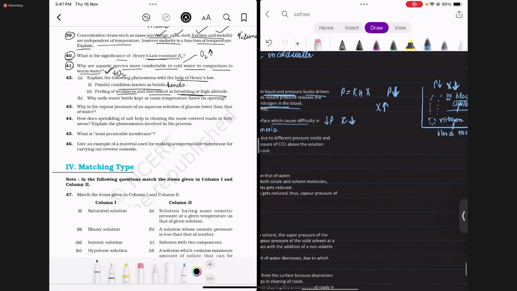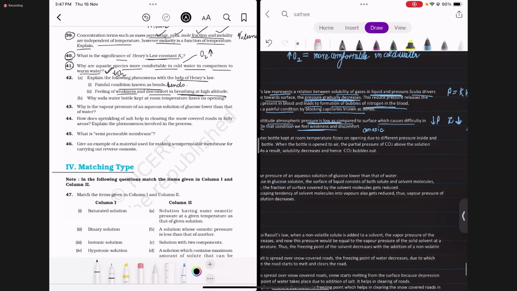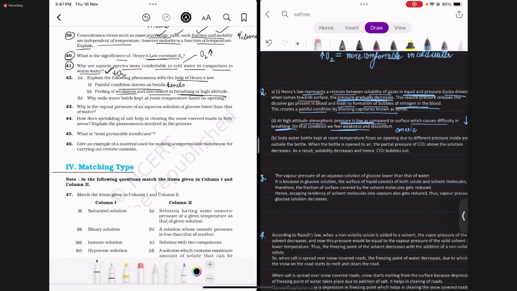So when we go at a high altitude, atmospheric pressure decreases, because of which solubility also decreases, and solubility of oxygen decreases. Oxygen decreases in our tissues and blood, which results in anoxia and causes discomfort to us.